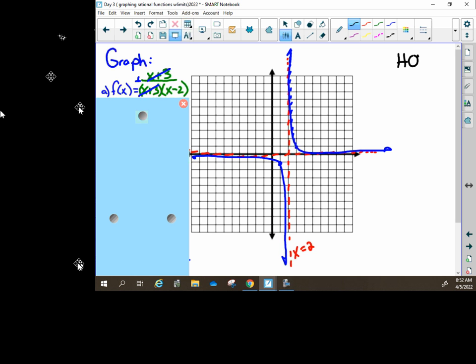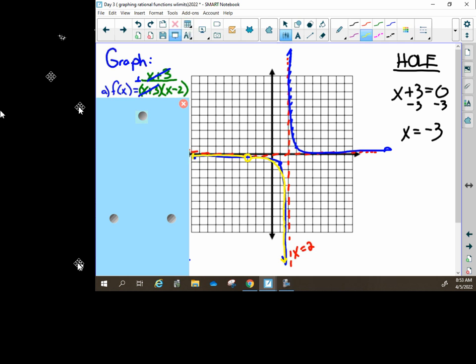Remember how I tell you to always set it equal to 0? Same thing here. What you cross off, you have a hole where x is -3. So we're going to come up here and go over to 1, 2, 3, and there is a hole right there in that graph. So this graph right here would go out like that, and would go down like that right there.